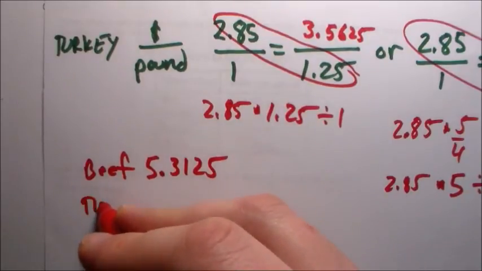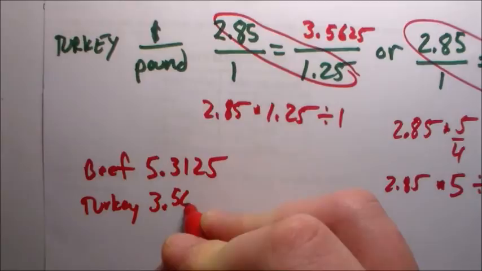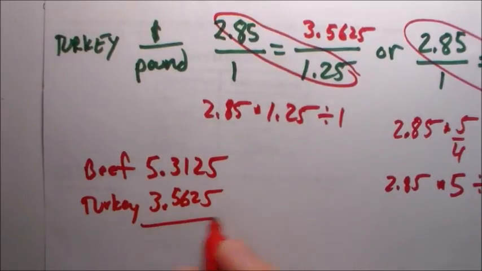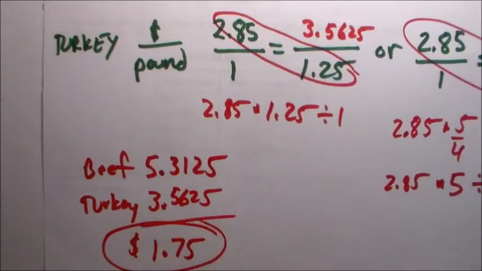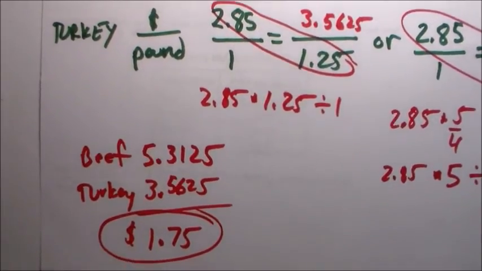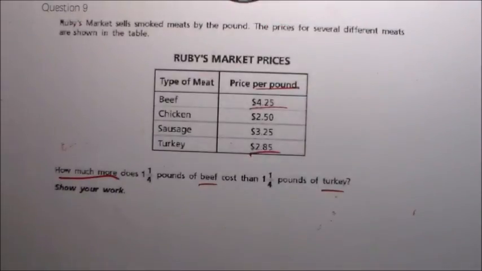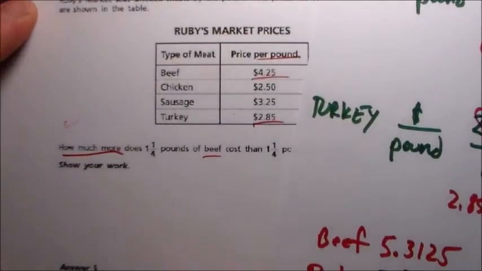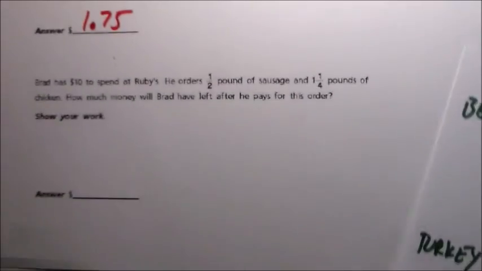All right, beef and then turkey. We do a little subtraction. And what do we find? 1.75. $1.75 is the difference. Okay, part 2. So we'll write that in there.